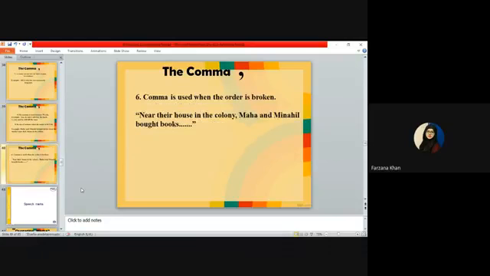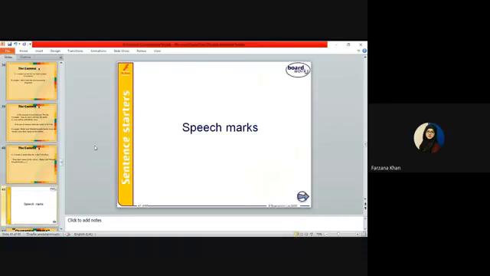But when it comes to the broken order, a comma is used when the order is broken. So you can break the order of the same sentence. Here you can see: near their house in the colony, comma, Maha and Minahil bought books. When the order of the sentence is broken, while speaking you will give a pause to make the meaning clear, and while writing you will add a comma to make the meaning clear. So it was all about the use of comma. Let's talk about the speech marks.